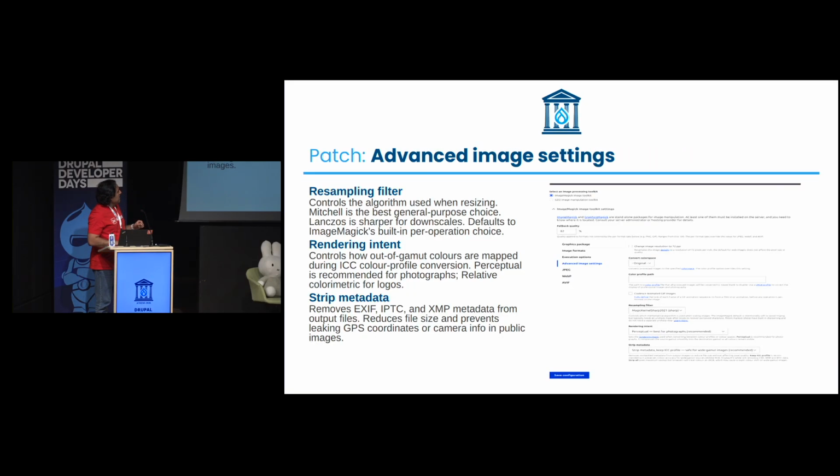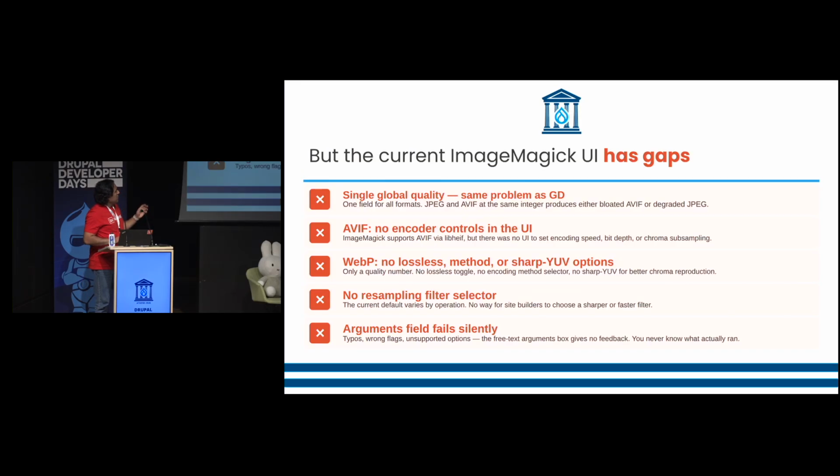For example, you want to set a resampling method to something like Lanczos. But how would you know that your server has Lanczos, and which version you have? In order to know that, you need to SSH into your server, find out the version, and then go back to the UI and put it there. That actually kills the purpose of providing a UI.